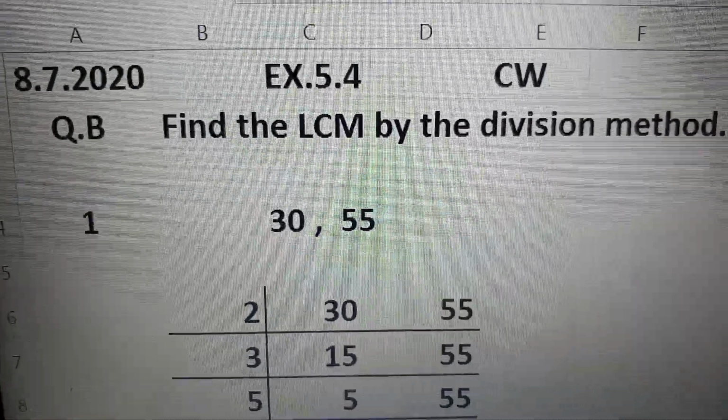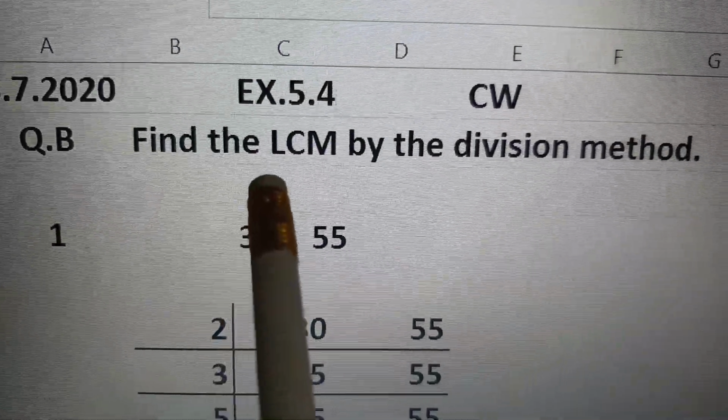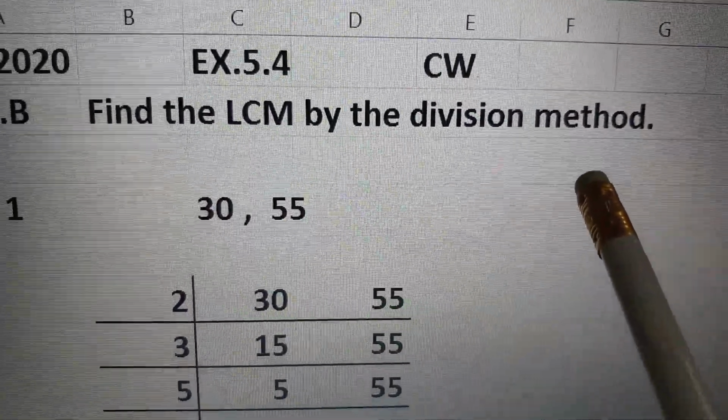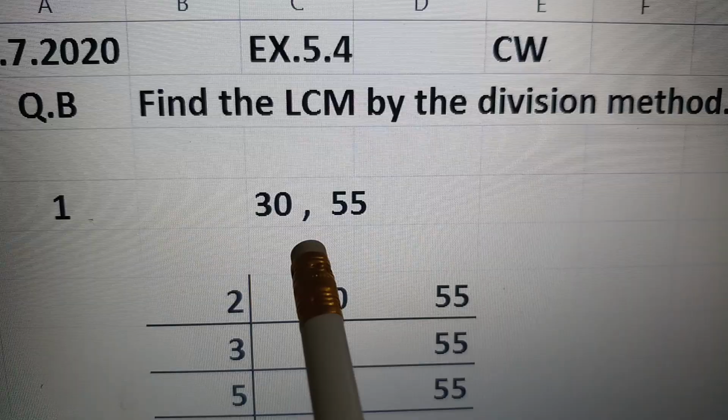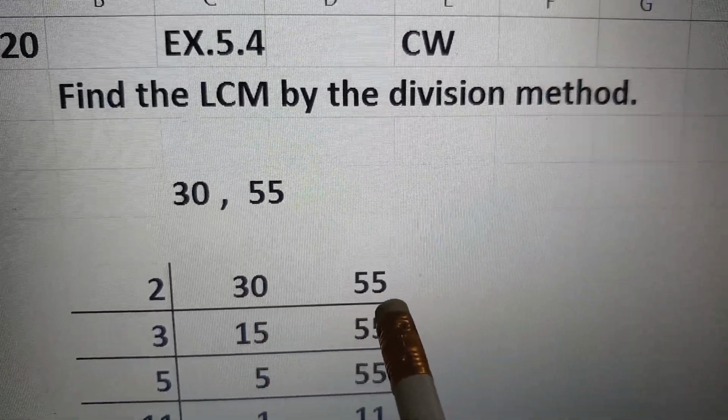Good morning children. Today we are going to start exercise 5.4 and question B is find the LCM by the division method. And the first part is you have to find LCM of 30 and 55. We'll write 30 and 55 together.